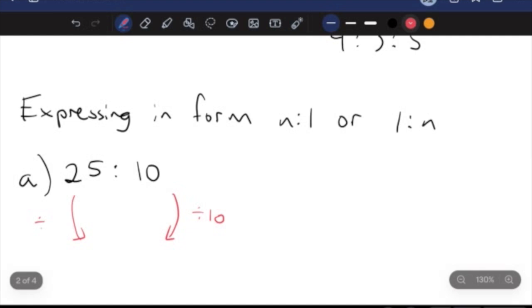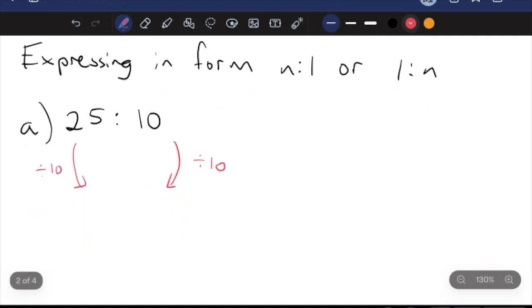And I want to do the same thing to my other part of the ratio. Because remember, to make equivalent ratios, what we do to one side, we have to do to the other, in the same way we worked with equations or fractions as well. So once I divide 25 by 10, that's going to give me 2.5. And when I divide 10 by 10, that is going to give me 1. So this is my n, basically. That is how we can simplify these ones in this particular way.